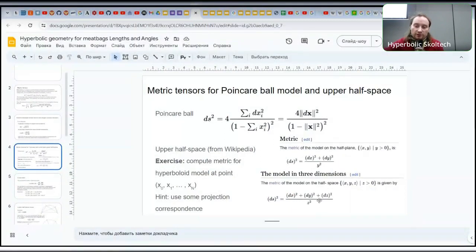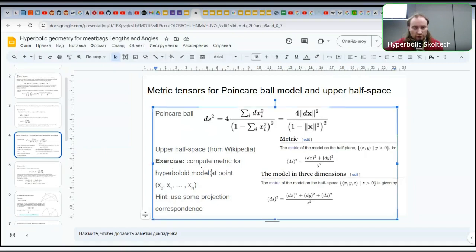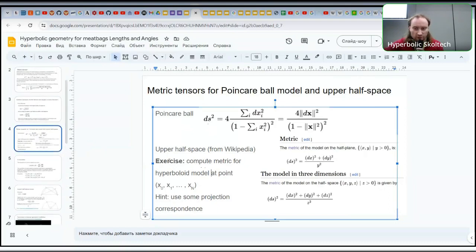Actually, there is an exercise to check this. Okay, not very much left for this lecture, 45 minutes actually. So let's compute the metric for the hyperbolic model at point x0, x1, etc., xn. So use some projection correspondence.